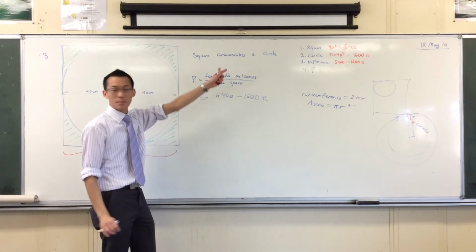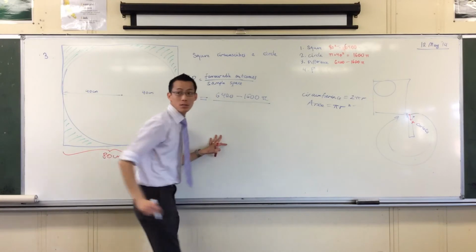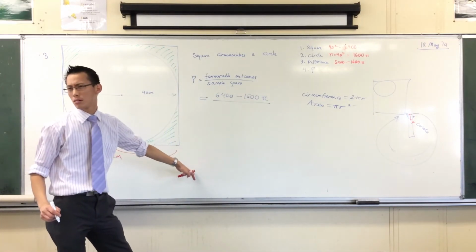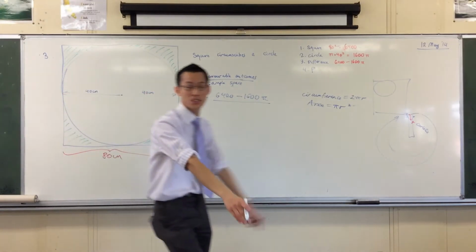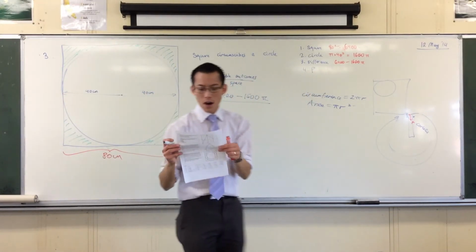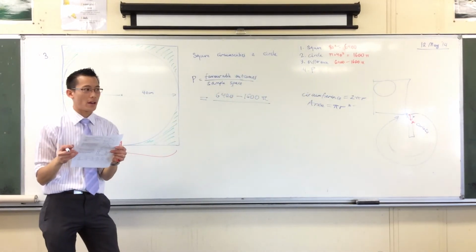That's the favourable outcomes. What's the sample space? The area. It's everything that can possibly happen. So come back to the question. It says, a point is chosen at random where?